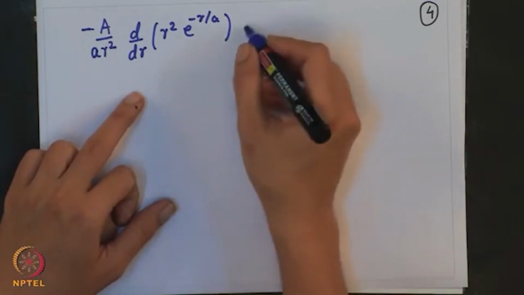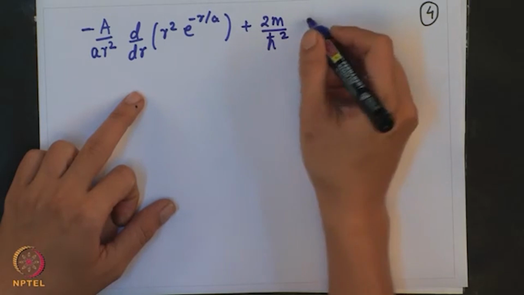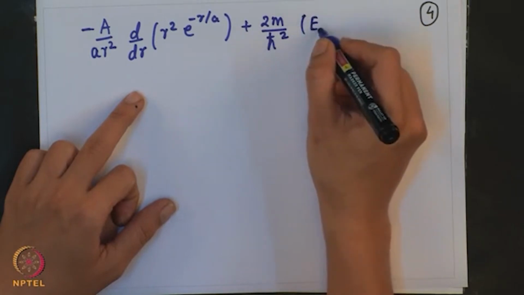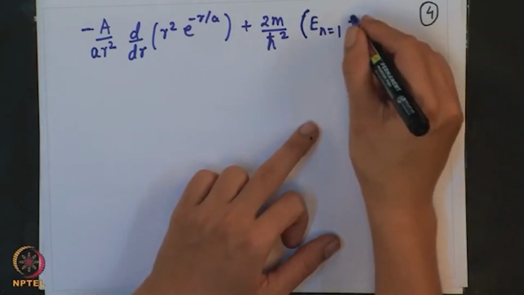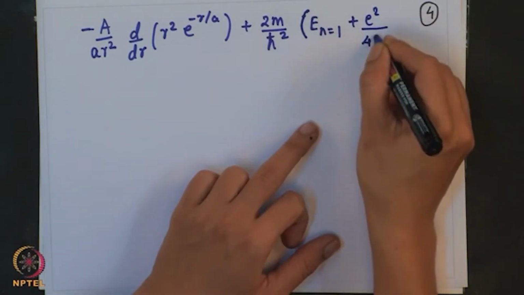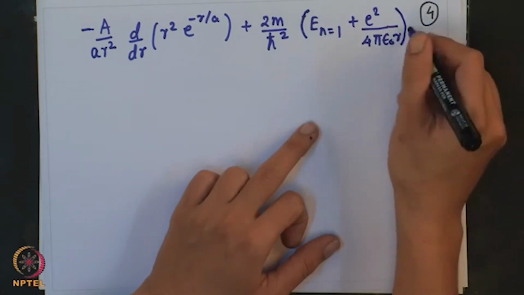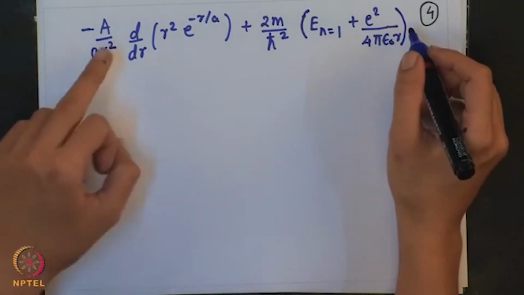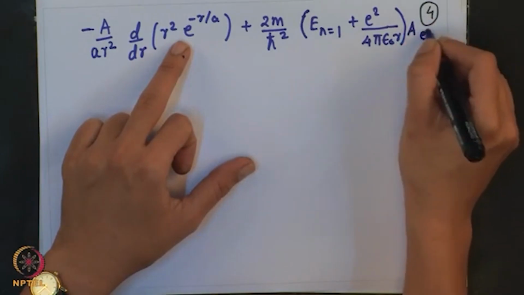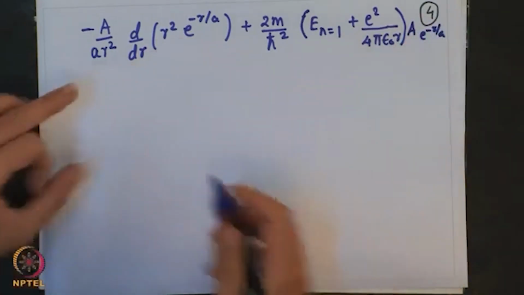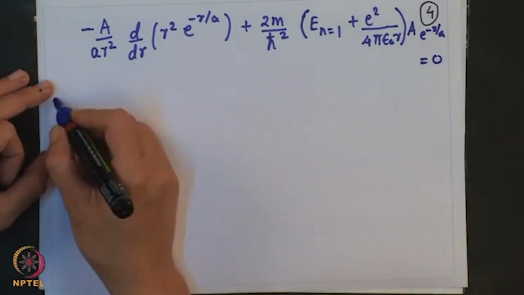So, this we have to evaluate, plus 2m upon h cross square into E, where E is for the ground state, n is equal to 1, plus E square upon 4 pi epsilon naught r times the wave function. The wave function is nothing but a e raised to minus r by a. So, this will be a e raised to minus r by a. This entire thing is equal to 0.